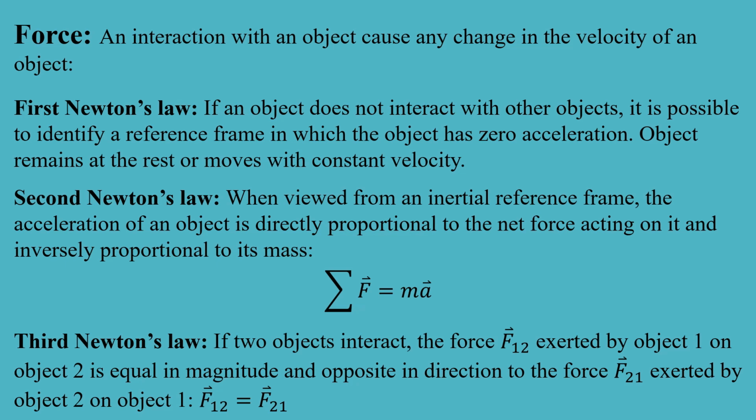Newton's first law says that if no forces apply to an object, that object remains at rest or moves with a constant velocity. That means if an object doesn't move at all, it's going to remain at rest forever, or if it is moving, it keeps moving with a constant velocity until another force is applied.